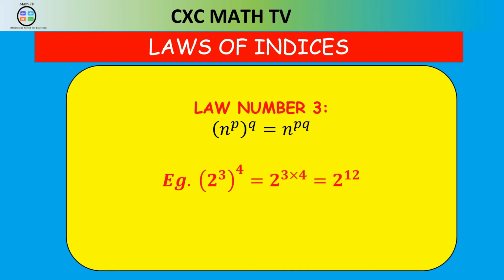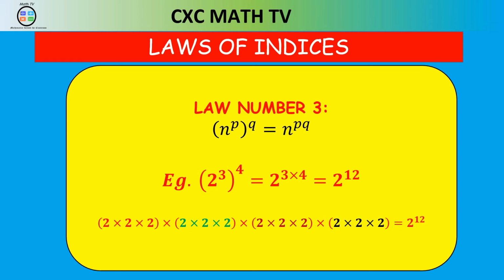If you don't believe me, look at it. 2 cubed is 2 times 2 times 2, and raising it to the 4th power means we're multiplying it by itself 4 times. So that's 2 times 2 times 2 in blue, times 2 times 2 times 2, times another 2 times 2 times 2. Notice that we're just multiplying 2 twelve times, so it's 2 to the 12th.